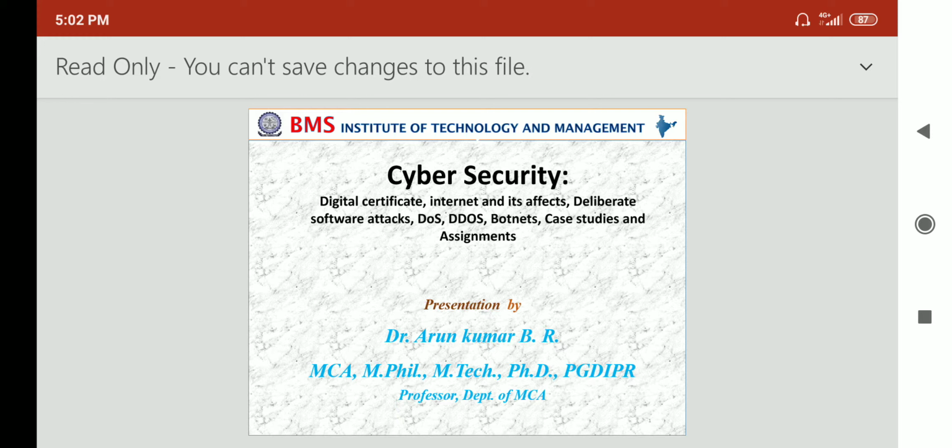Today we focus on digital certificates, the internet and its effects. Followed by this, we will discuss deliberate software attacks: DoS, that is denial of service attack, DDoS, distributed denial of service attack, botnets, case studies and assignments.